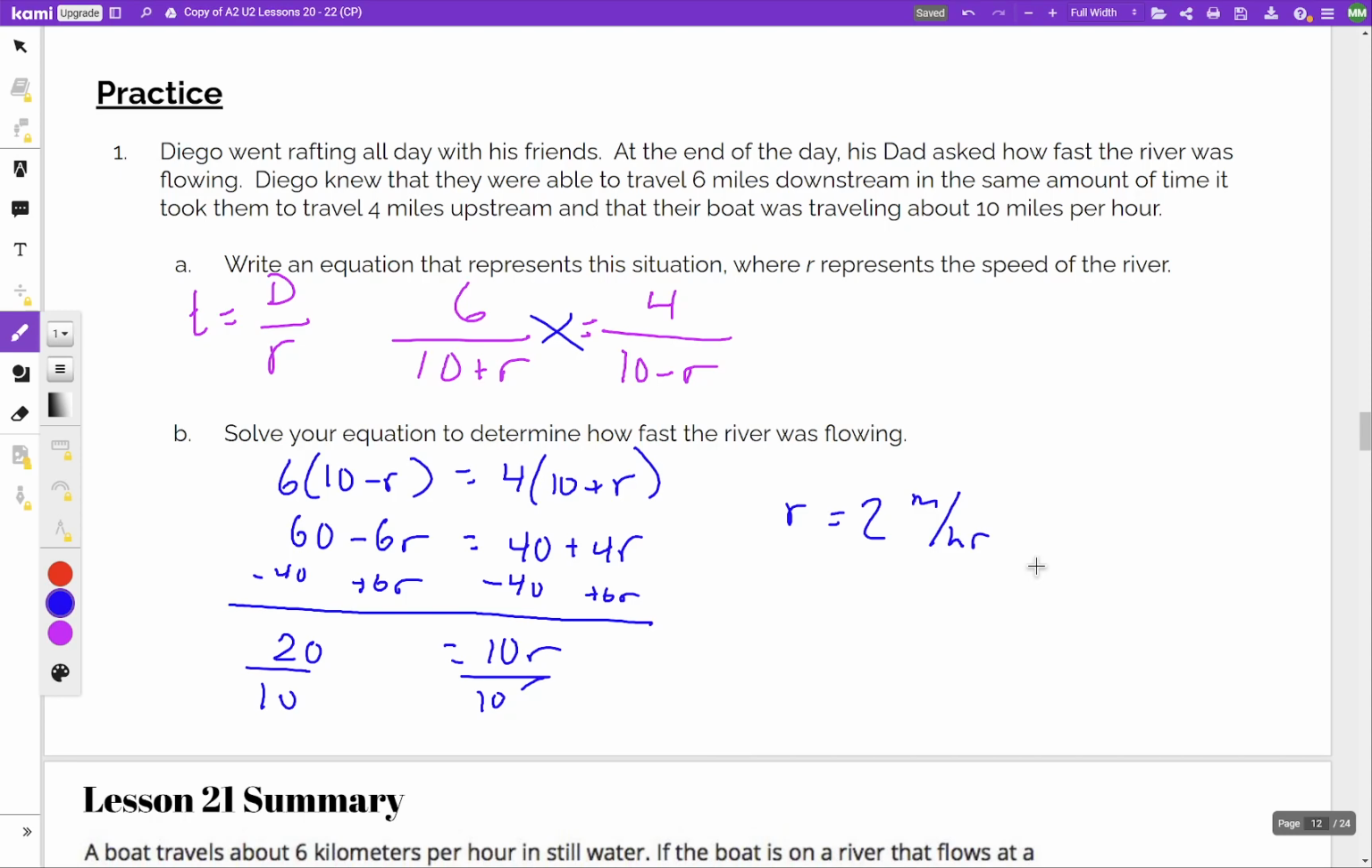And if you want, you can go and plug it back in and show that it works. So if you do, to check your work, you're going to end up with 6 over 10 plus 2 is 12 equals 4 over 10 minus 2, 8. 6 over 12, 4 over 8, check mark. We're good. And that's how the river problems work, folks.